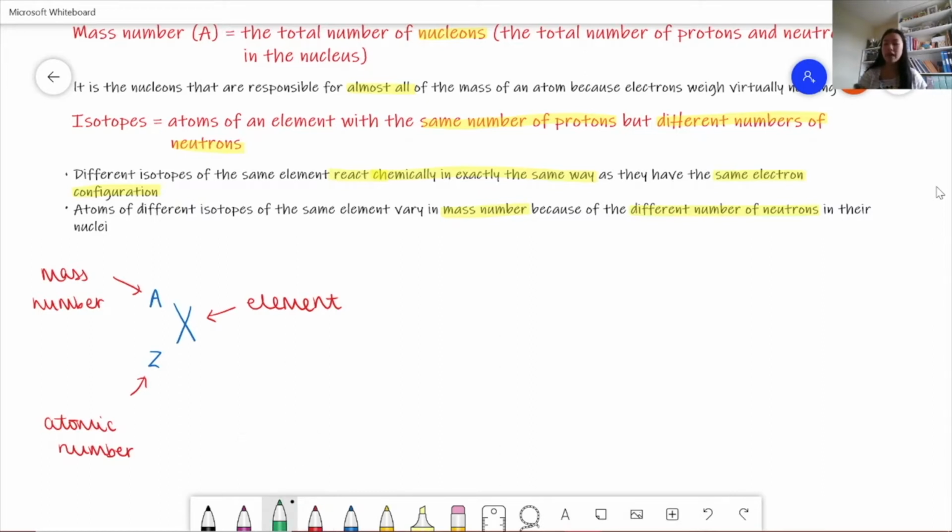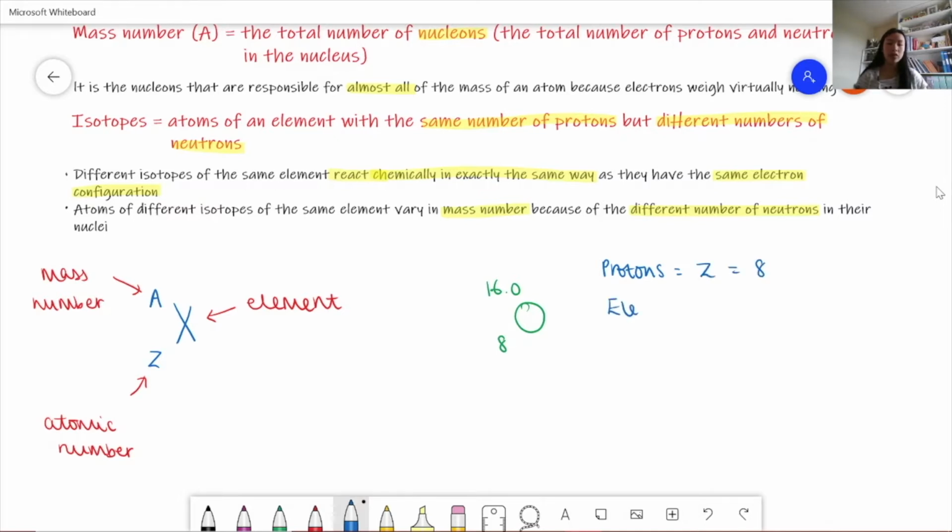So for example, if we actually looked at one of the elements in the periodic table, so for example, oxygen, and oxygen has a mass number of 16, and then an atomic number of 8. So now we can work out how many protons, neutrons, and electrons we have in this oxygen atom. So we know that the atomic number is equal to the number of protons. So for protons, this is equal to Z, which is equal to 8.